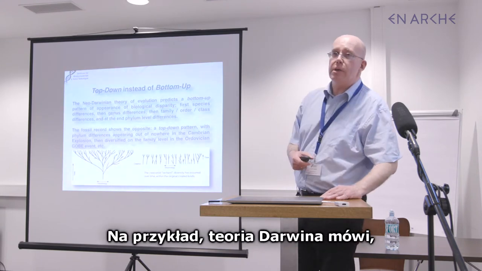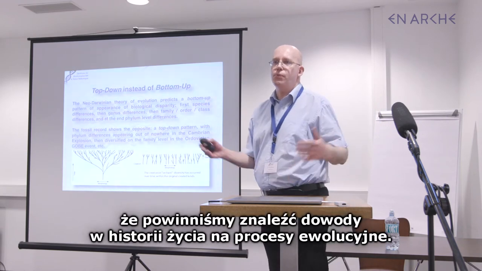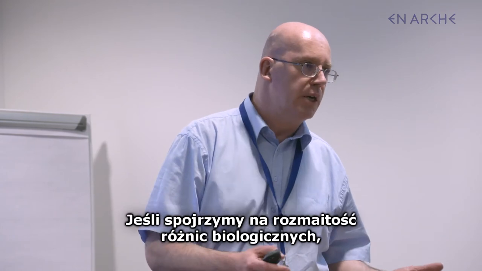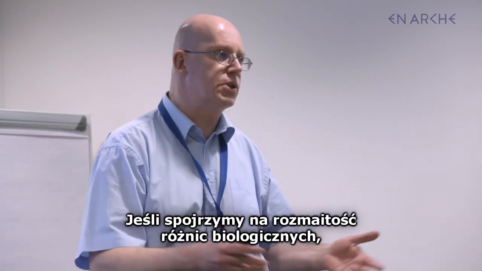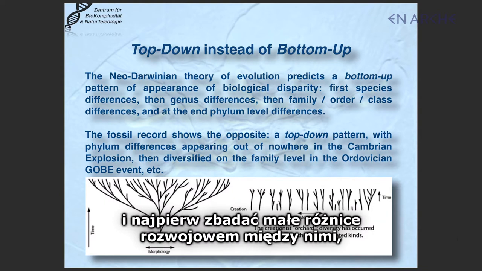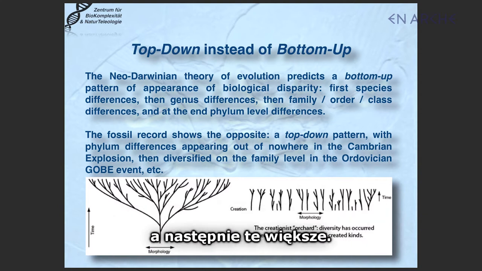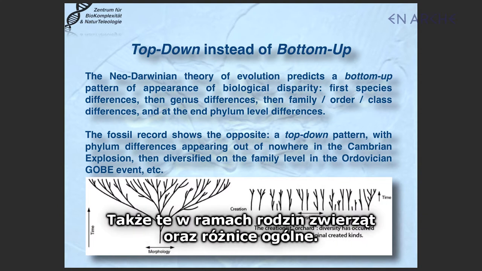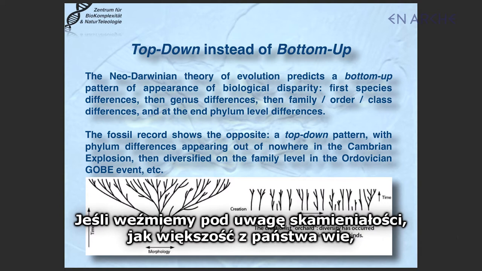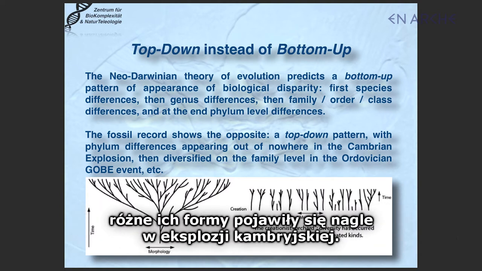For example, Darwinian theory predicts that we should find in the history of life this so-called bottom-up pattern. If we look at the differentiation of biological disparity, we should first find in the earliest organisms slight differences, growing into bigger differences, so specific differences should grow into generic differences, family differences, and so on, until you finally reach phylum differences. But what we actually find in the fossil record, as most of you will know with the example of the Cambrian explosion, is the sudden appearance of the phyla.